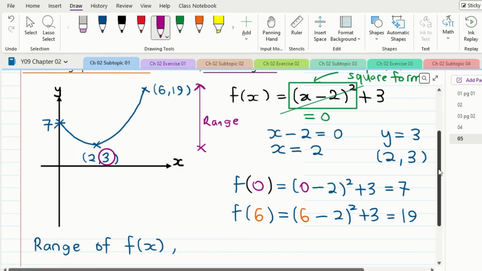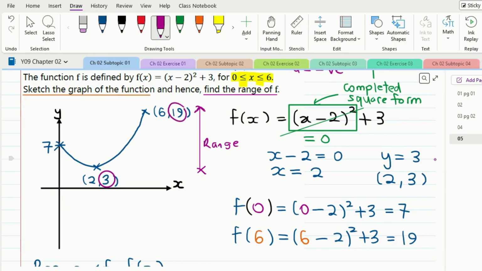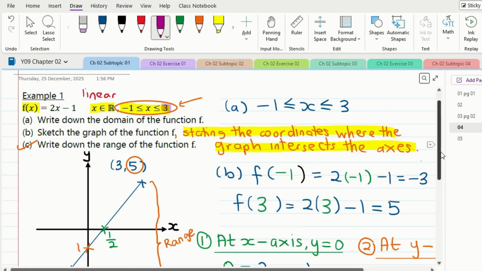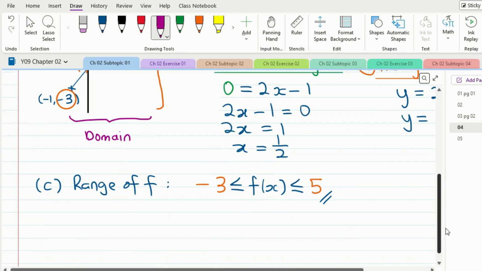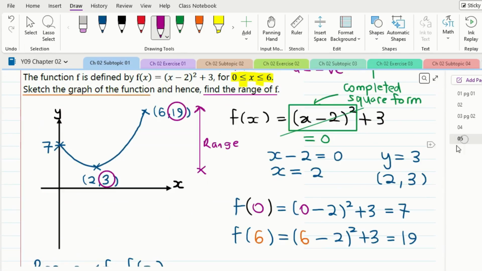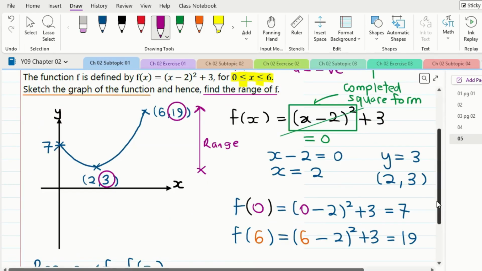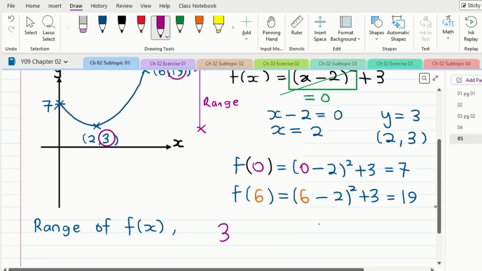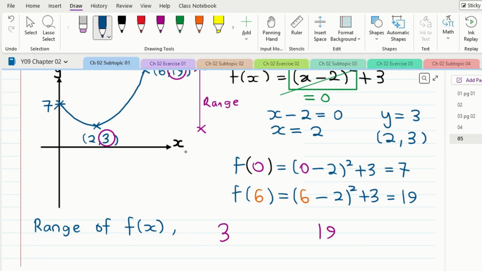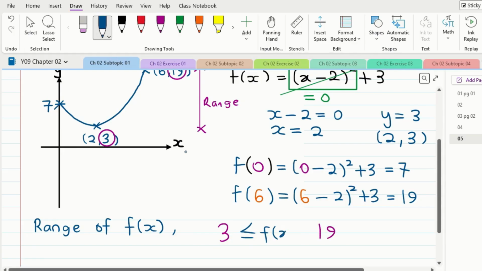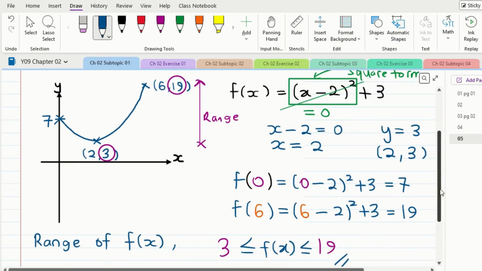So it is going to be similar to what you have answered in example 1, which is using from one value to another value. So here, this is 3 to 19. So write down 3 less than or equal to f(x) less than or equal to 19. So this is the final answer for the range, right? So that's all for the introduction to function.